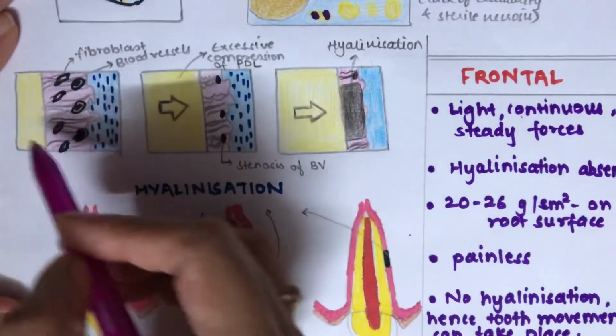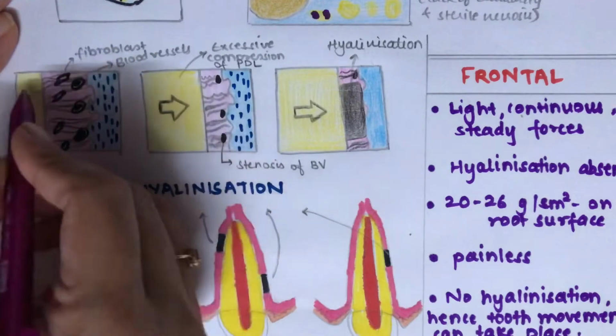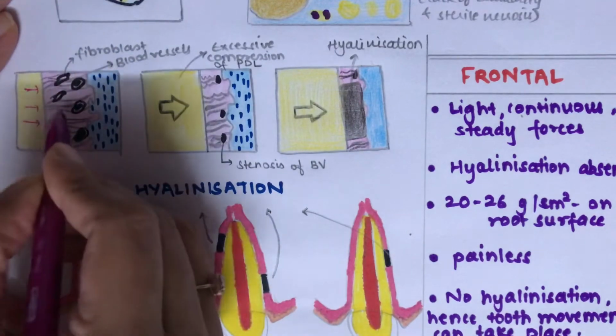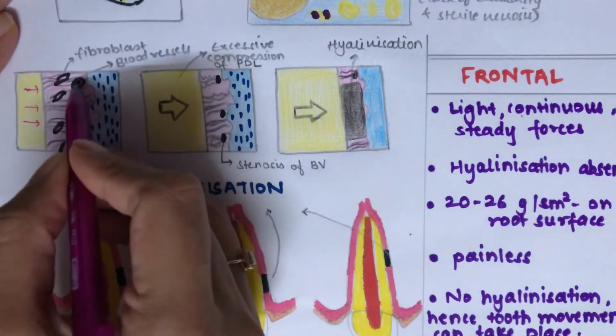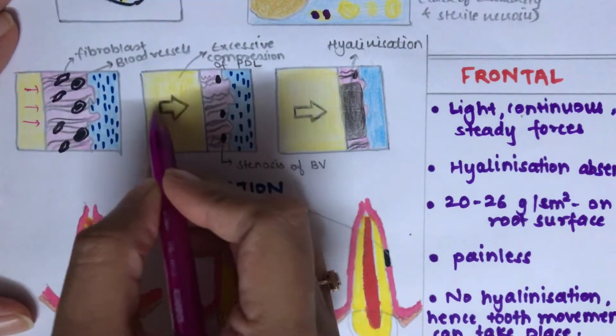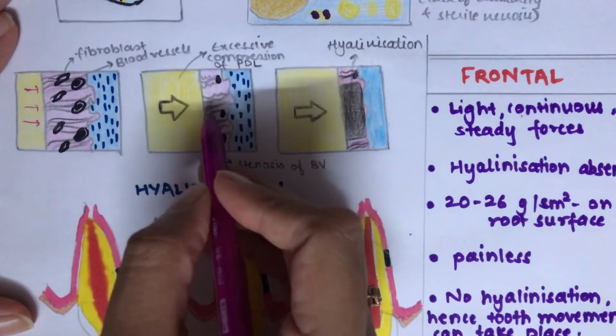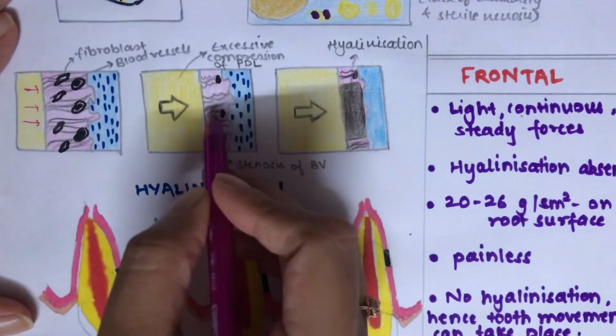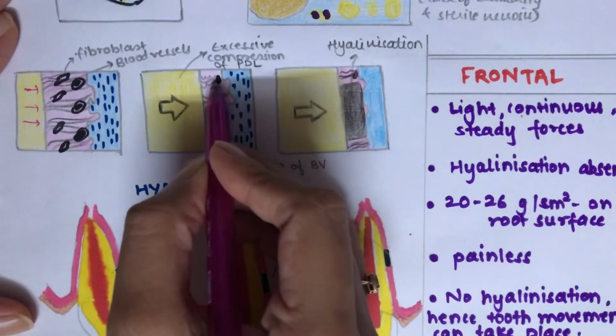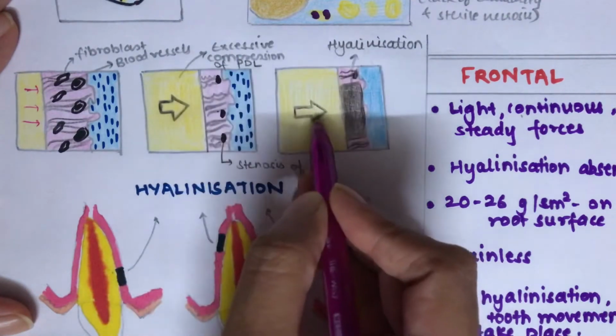Now this is a normal diagram. When you apply normal forces on the PDL, you can see the fibers, the fibroblasts and the blood vessels. When extreme forces are applied, you can see the difference between these two: the PDL is compressed and the blood vessels are getting obliterated. This is the hyalinization.